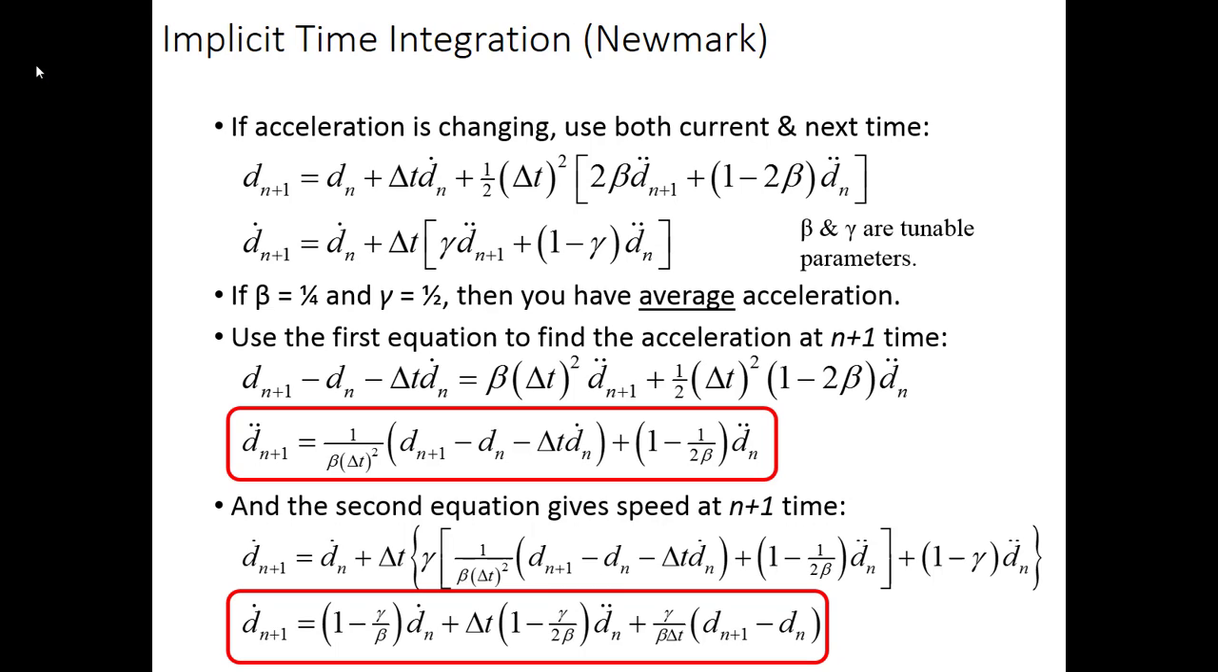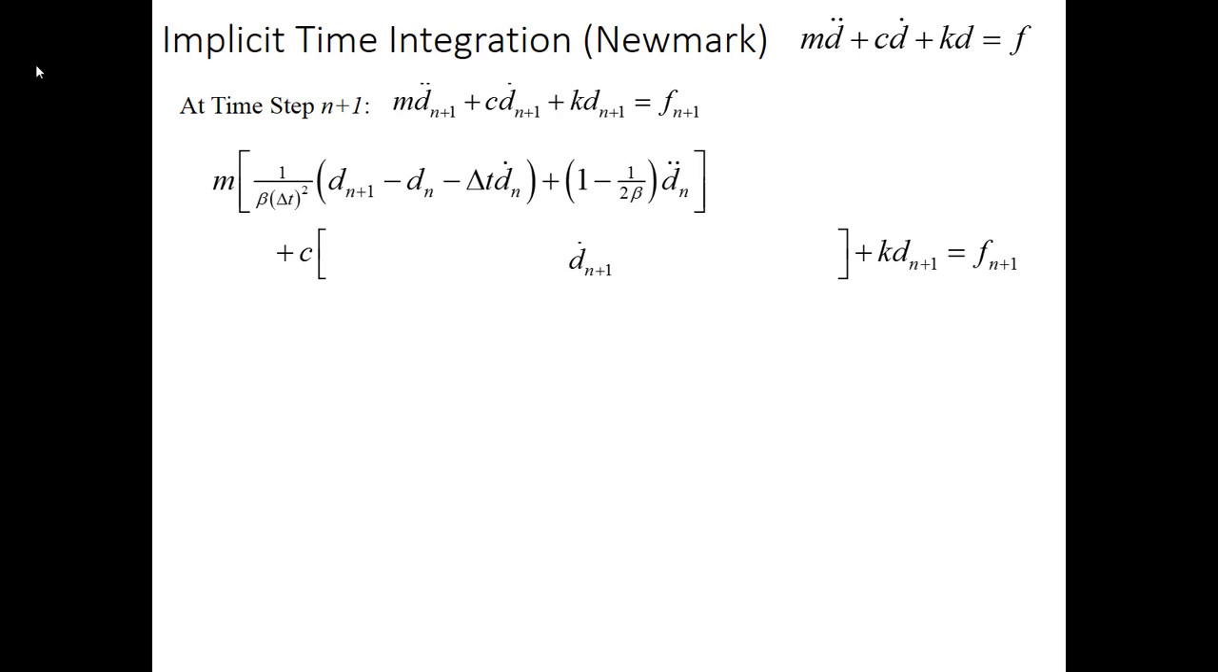We need to go back into the equation of motion and write the dn+1 acceleration at n+1 time and the speed at n+1 time in terms of things that we know. So that's going to be the next step. Now I have my equation of motion for my next time step n+1. What I'm going to do is take the acceleration and speed equations at the next time step that I just developed and plug them in. So here's my equation. I plug in the acceleration that I just developed, and I plug in the speed that I just developed on the prior slide.